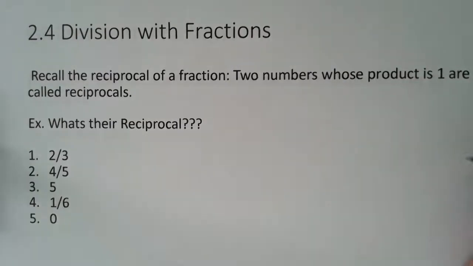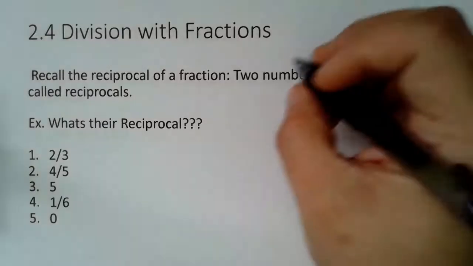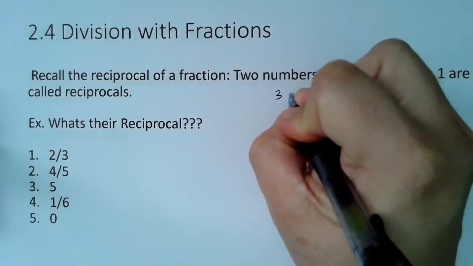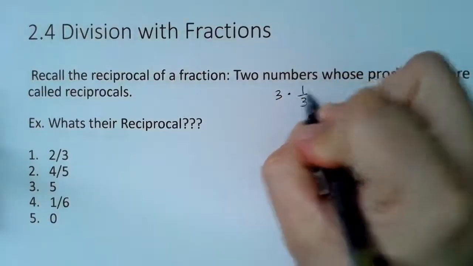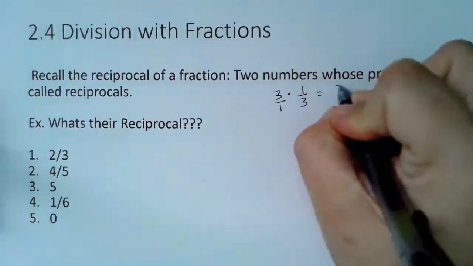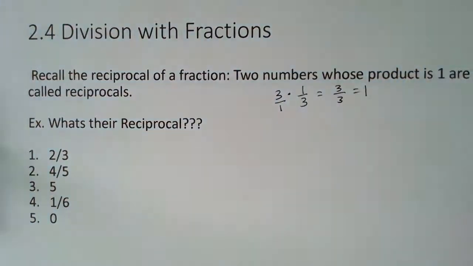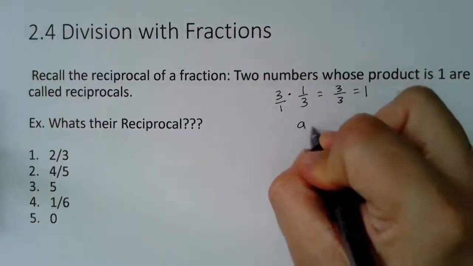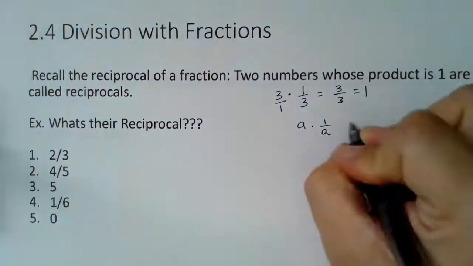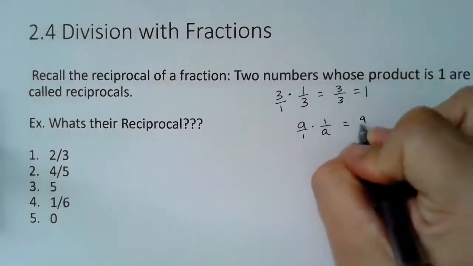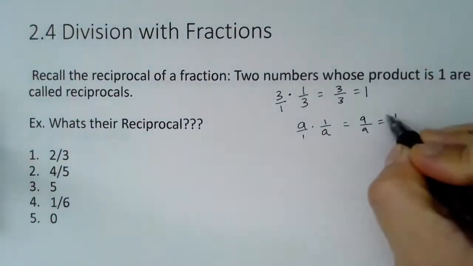Reciprocals are also known as multiplicative inverses, okay? So they're two numbers whose product is 1. So let's say, for instance, 3. If I multiply 3 by 1/3, I would get 3 over 3, which is 1. So basically, any number times its reciprocal is going to be that number over itself, which is 1.